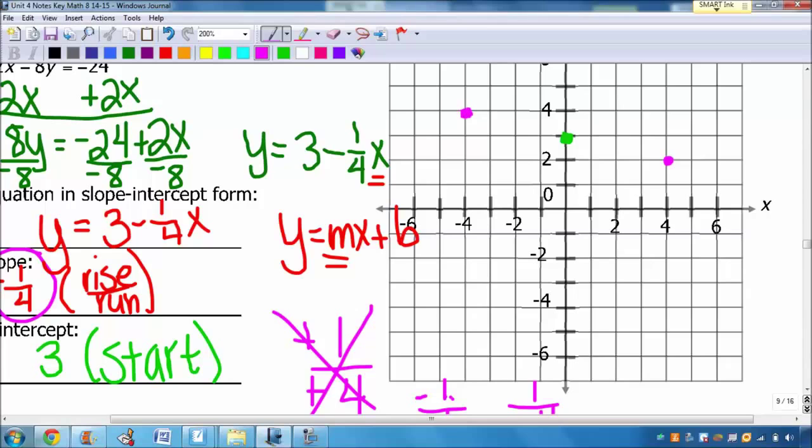So if I connect my dots, this is what I get. Notice how if you went down 1 and to the right 4, it's the same thing as going up 1 and to the left 4. It's your choice how you want to do it.